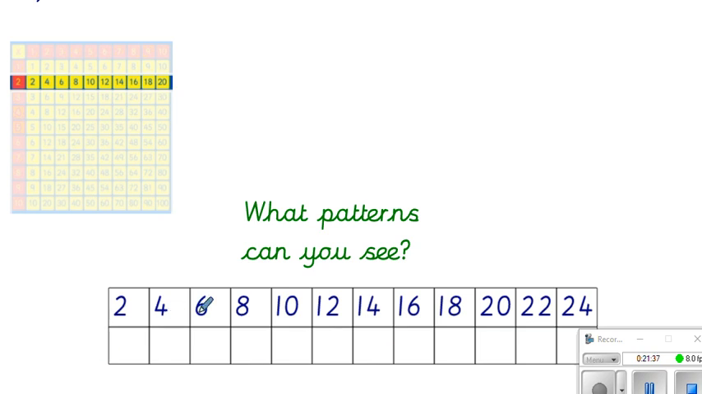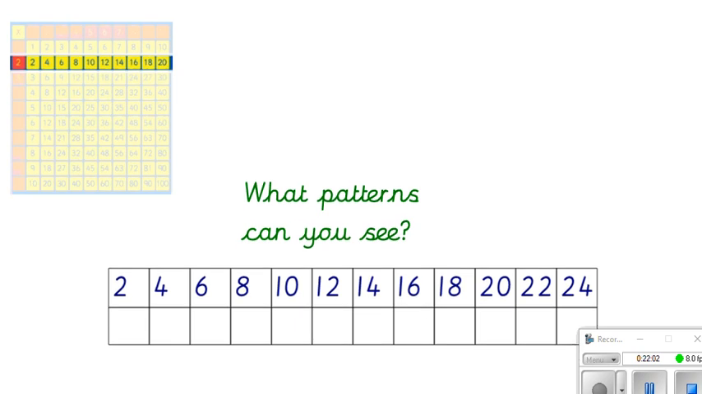2, 4, 6. I'm going to look at the ones column. 2, 4, 6, 8, 0. 2, 4, 6, 8, 0. There is a pattern in the ones column there. And you'll be quite familiar with counting up in 2s right from when you were in Key Stage 1. And if you're asked in school, you'll probably say, yes, I know my 2 times table.